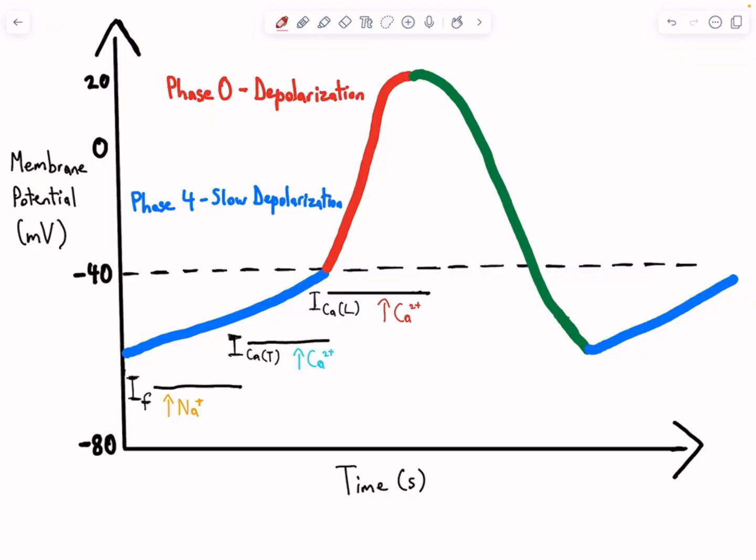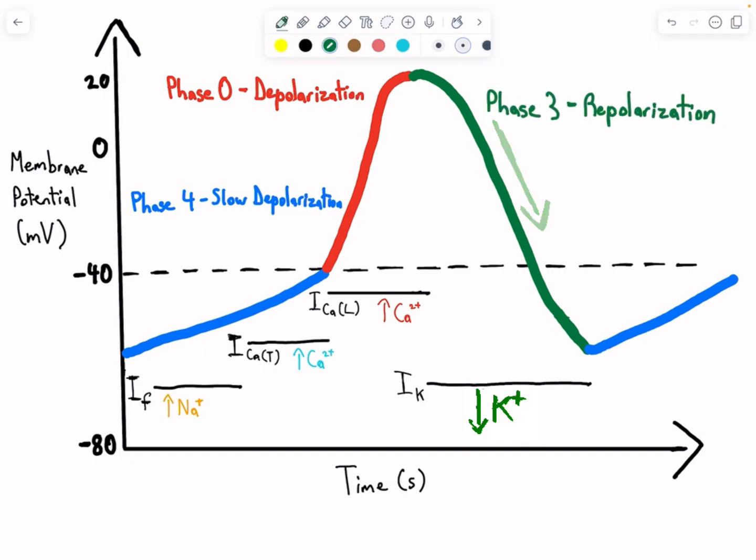After a brief delay, potassium channels open. Potassium leaves the cell, bringing the membrane potential back down. This is phase 3, the repolarization phase. Once the cell returns to around minus 60 millivolts, the funny channels open again, and the entire cycle repeats. That's what makes the SA node fire rhythmically without needing a signal from anywhere else.